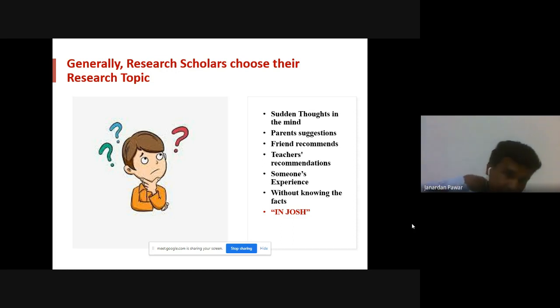Suppose after completing my master's, suddenly I thought I should go for research, I should go for PhD. There is one sudden thought in my mind about the topic, about the area of interest, about the particular topic. For example, suddenly I thought I have to go for HRM, marketing, finance, or accounting. So this kind of sudden thought is there in my mind, and I have decided to go for PhD. This is not a right way to choose the topic. What is the right way to choose the topic, I'm going to tell you in the next slide.